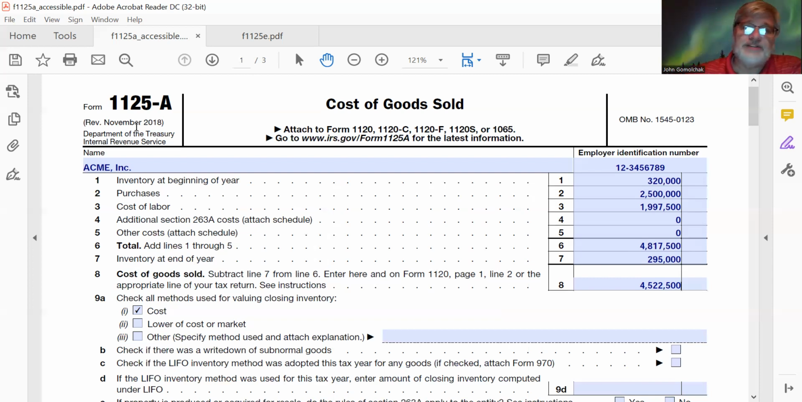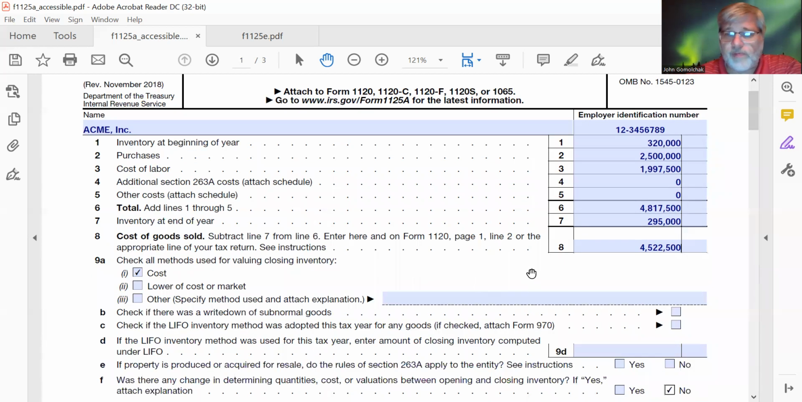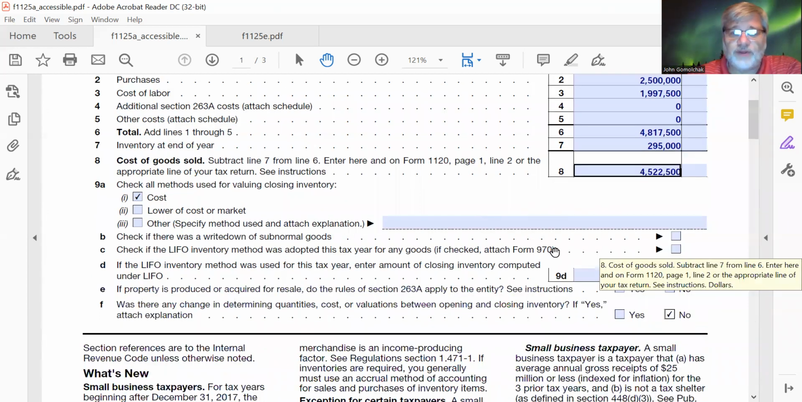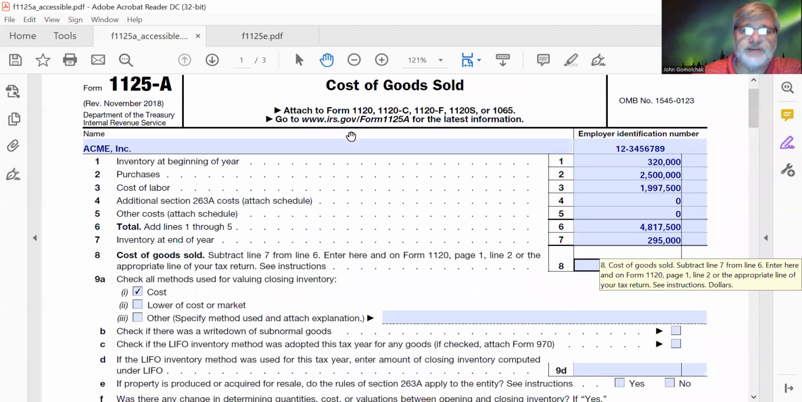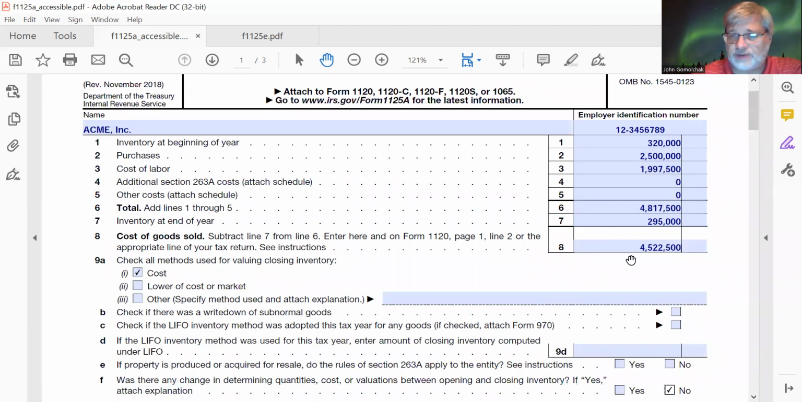So that being said, this here, although it doesn't give it to us directly, I guess no, it doesn't. Yes, it does. Subtract line 7 from line 6, and enter here on Form 1120, page 1, line 2, or the appropriate line of your tax return. So if you're using one of these other tax returns, then that's what you end up with.